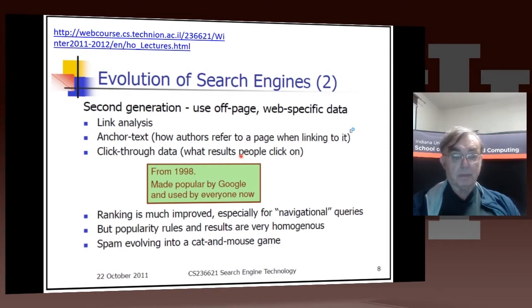So the ranking today is much improved, but now we're also improving things like getting diversity so we don't have our results being too homogeneous. And there's, as they say, a cat and mouse game where the spammers and the search engine writers leapfrog each other, trying to remove spam and trying to second guess the anti-spam device.